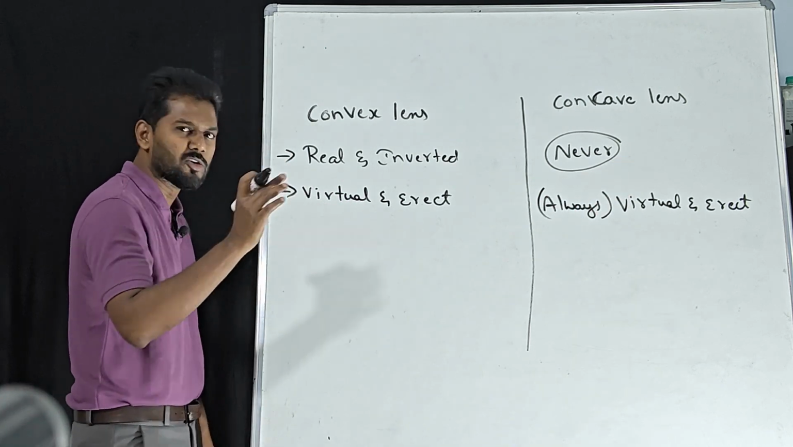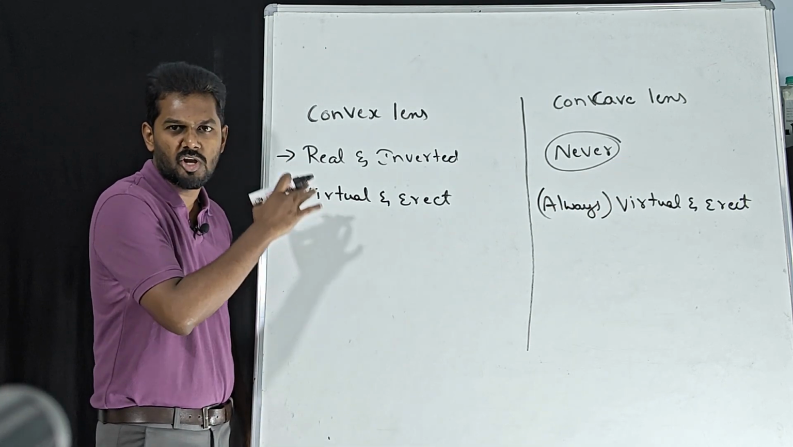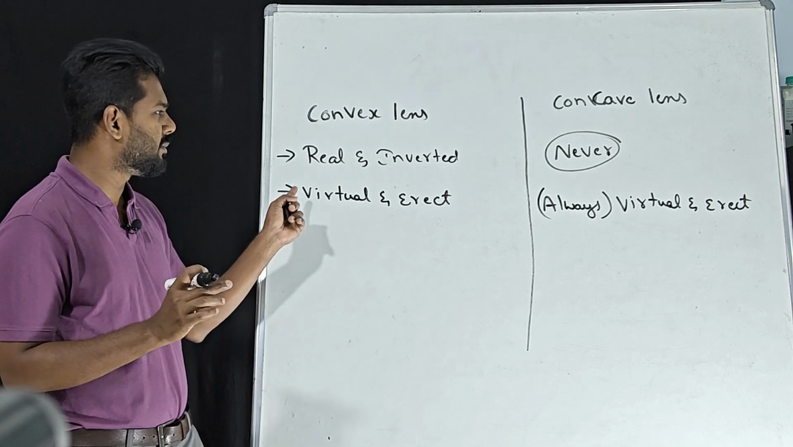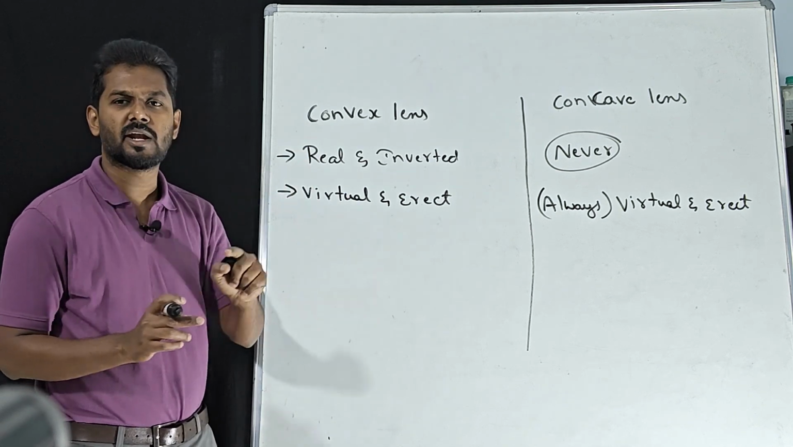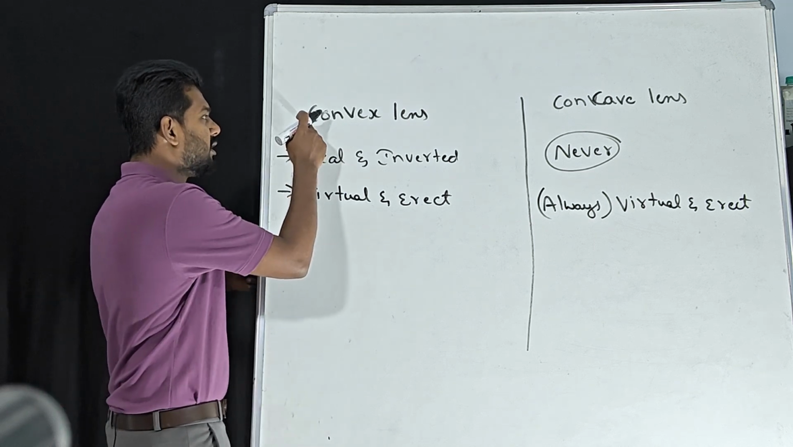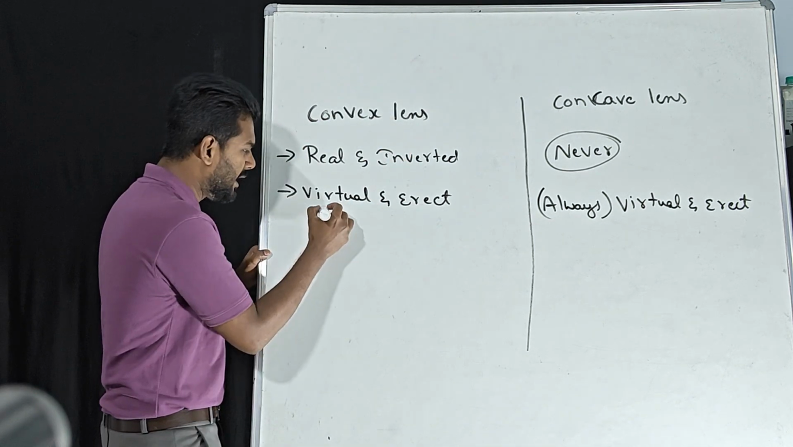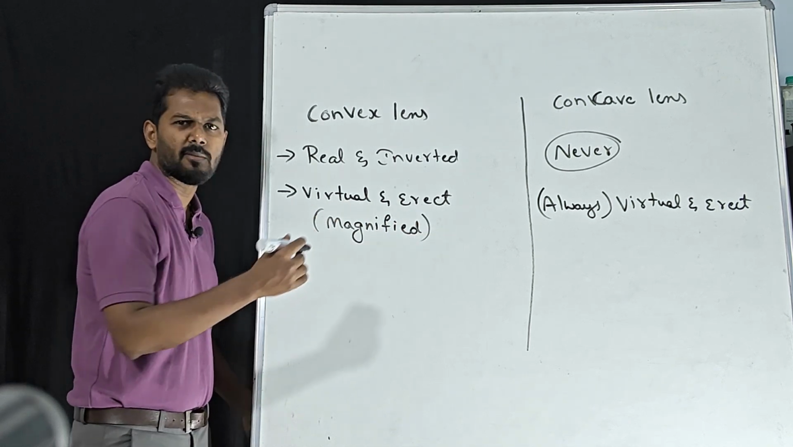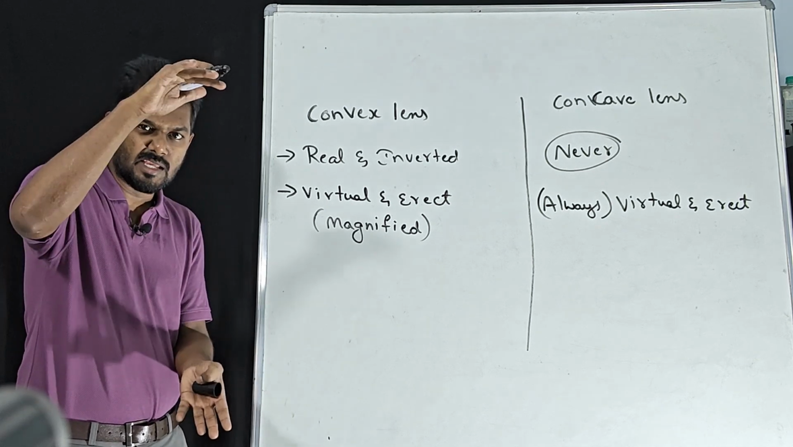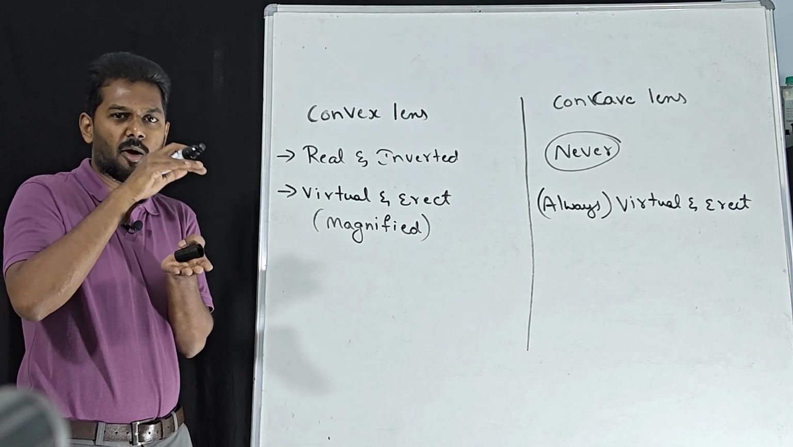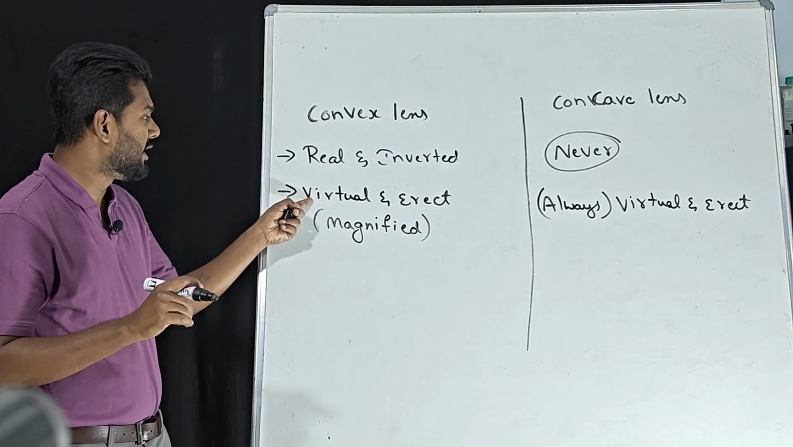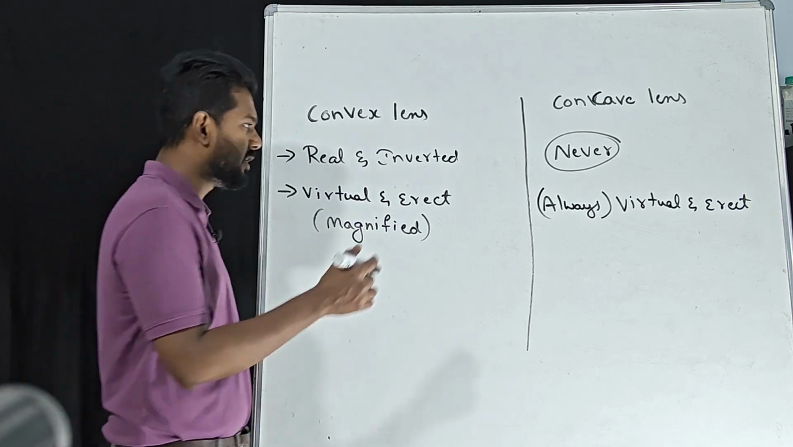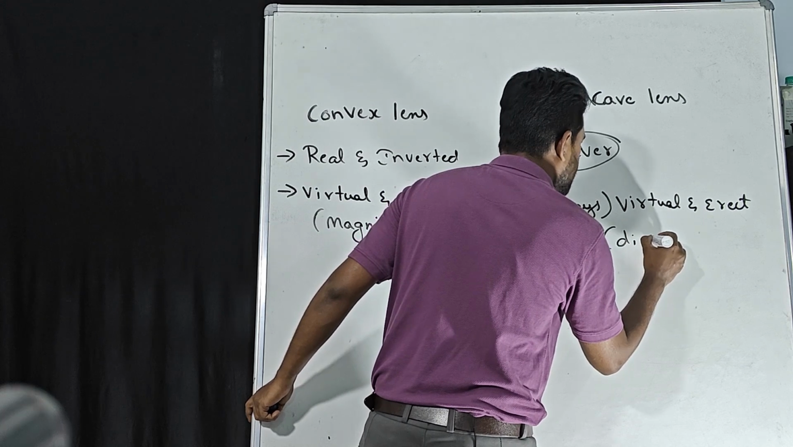Assume in a question they have mentioned the image is virtual and erect, and we need to find the type of lens. How can we identify it, because in both lenses we can get a virtual and erect image? There is a very simple method. In a convex lens, if it is virtual and erect, it will be a magnified image. What do you mean by magnified? The size of the image will be more than the size of the object. Object size is smaller than the image size. If it is a convex lens and it is virtual and erect, definitely it will be magnified. Here, in the concave lens, it is always diminished.